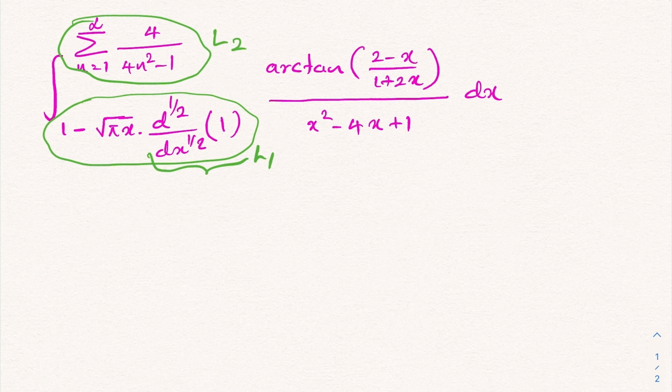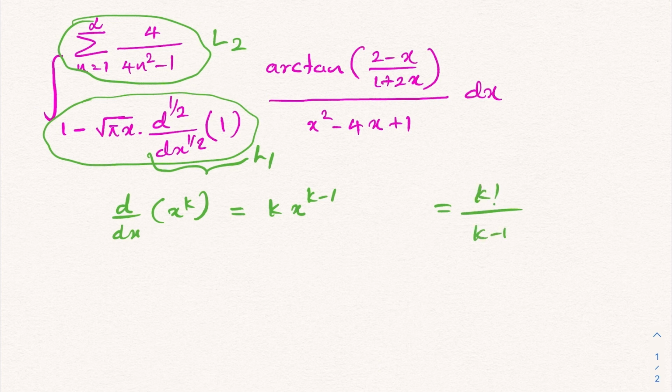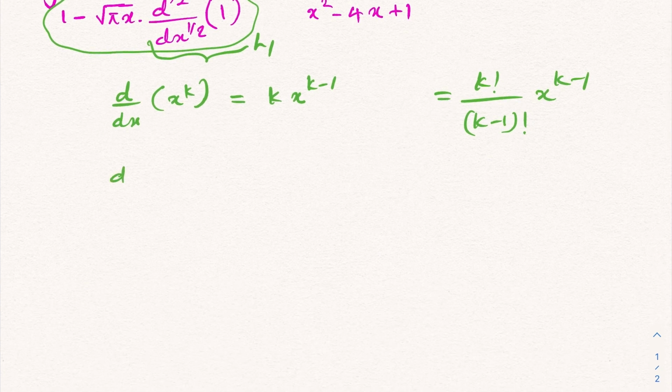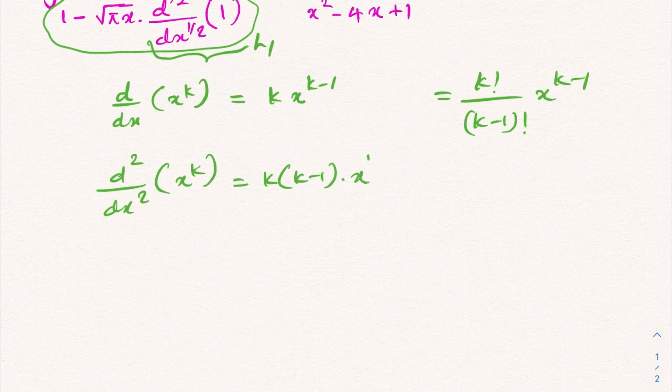So how to find the half derivative of 1? Well, let's consider the general power rule. We know d by dx x to the k is equal to k times x to the k minus 1, and we can write this is also equal to k factorial over k minus 1 factorial times x to the k minus 1. Then if we take second derivative, d square over dx square x to the k is equal to, we know, k times k minus 1 times x to the k minus 2, and here also we can write k factorial over k minus 2 factorial times x to the k minus 2.